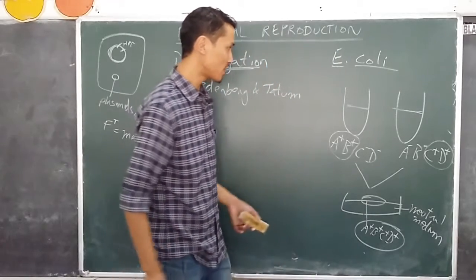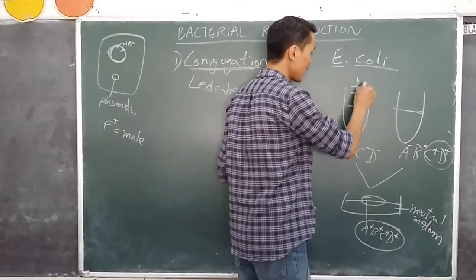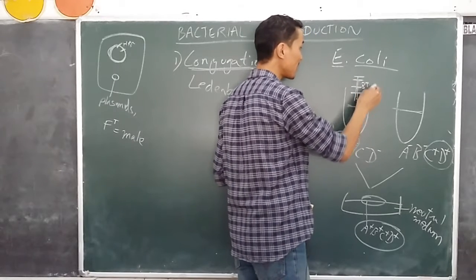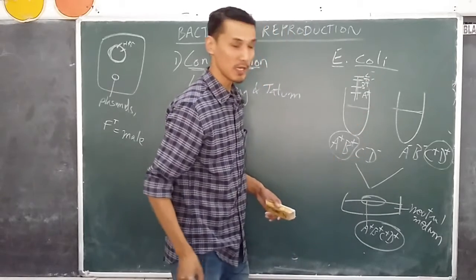Now the possible explanation for this is the bacteria growing over here can synthesize growth factors A and B, but cannot synthesize growth factors C and D.